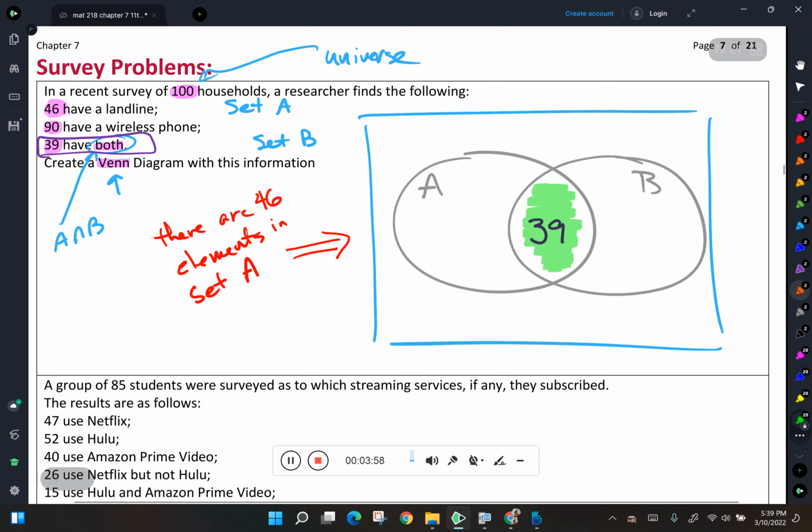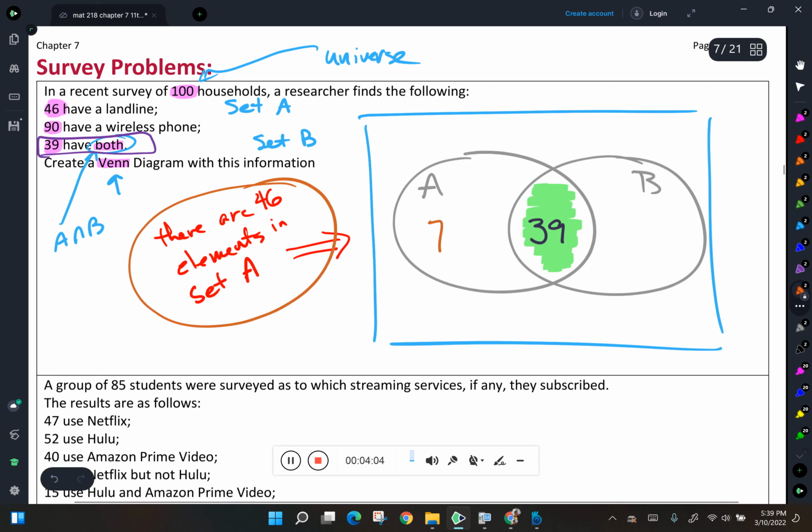And now we can start working out from there, because now this 46 becomes useful, because I can say that there are 7 out here. And where did 7 come from? Well, the problem told me that 46 lived inside of set A, inside of circle A. And if 39 of them are in the middle there, where are the rest? Well, the rest have to be outside of the middle, but still inside of A. And then how many is the rest? It's the 46 less the 39, or 7.